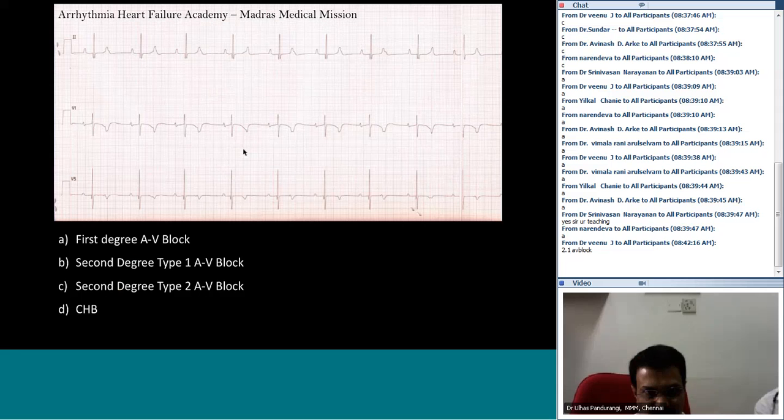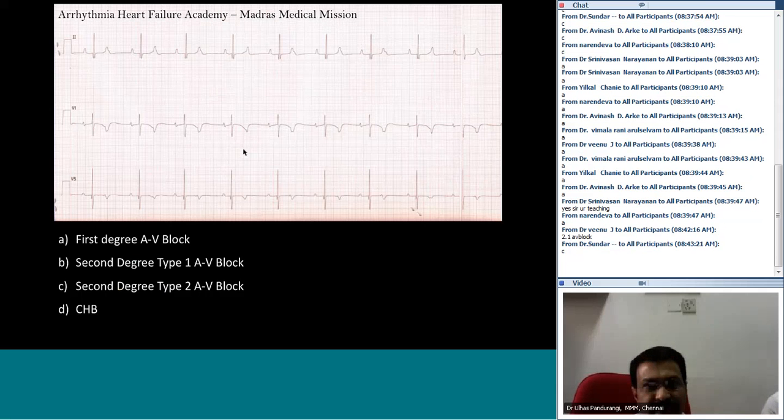So you have got some more choices here. First degree AV block, second degree type 1 AV block, which is a Wenckebach phenomenon. Second degree type 2 AV block, as we said, it is 2:1 AV block, which I already said is wrong.